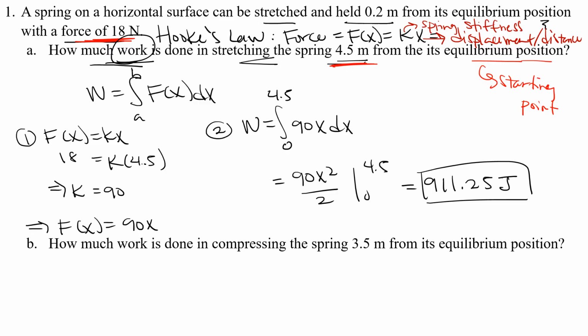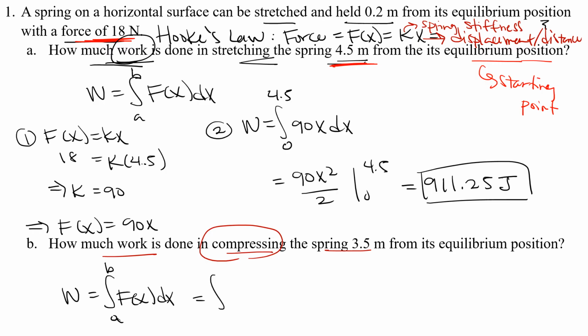All right, well, what if we wanted to know how much work is done if we are now compressing the spring 3.5 meters? The key word here is compressing. So we're going to see what exactly that means. How much work? We know that's just the integral of our force function, from our starting point, we can say from a to b. We already know our force function from before, that's 90x. So now we just have to figure out what we should put on the bounds.